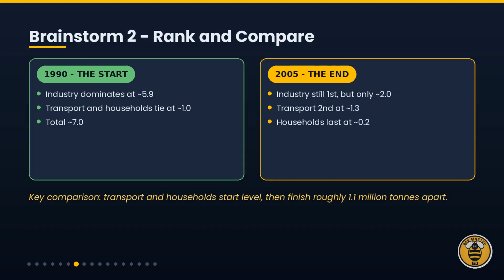Second brainstorm pass, rank and compare. Industry starts far above everything else and is clearly the engine of the whole decline. Transport and households both begin at about 1 million tons, then separate completely. By 2005, transport has overtaken households by roughly 1.1 million tons. That overtaking is the key comparison of the whole graph.